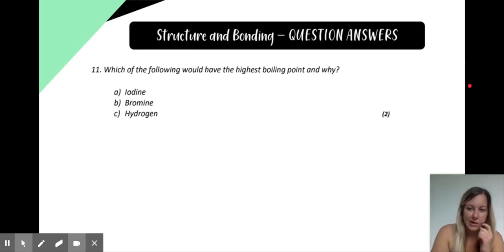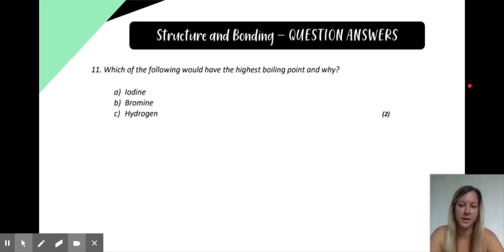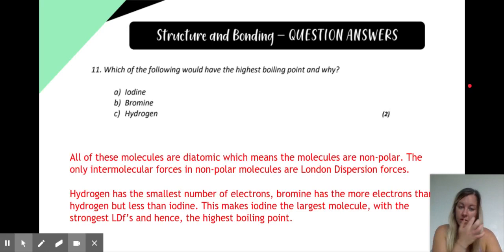So, 11. Which of the following would have the highest boiling point and why? So, we have iodine, bromine, and hydrogen. All of these are diatomic elements. They are all therefore bonded to an atom with the same electronegativity. So they are all non-polar. So if they are non-polar, that means that they are held together by London dispersion forces. So if all of the substances are held together by London dispersion forces, the thing that we need to look for then is which molecule is the largest.